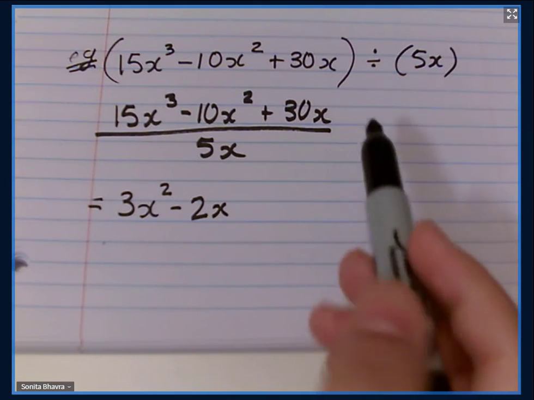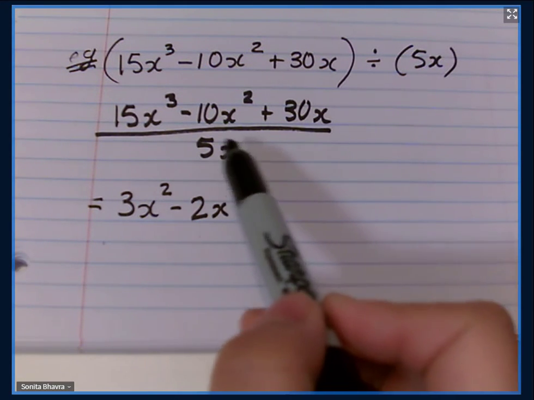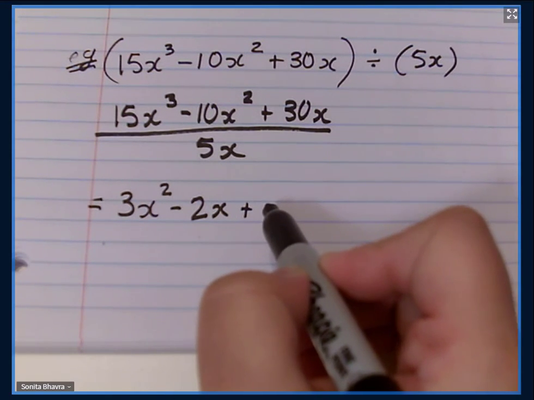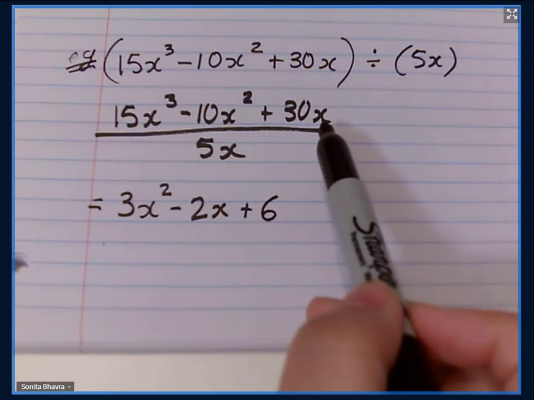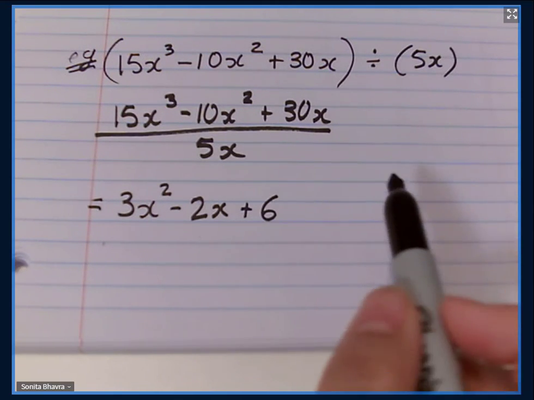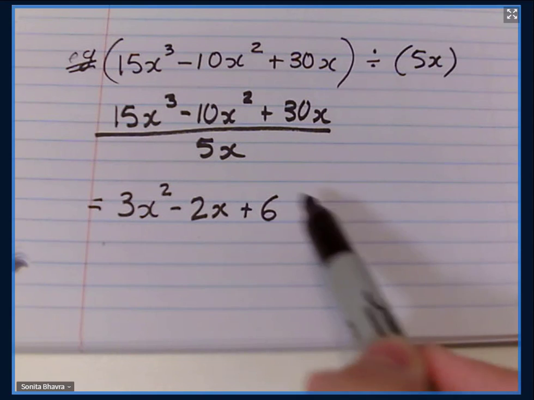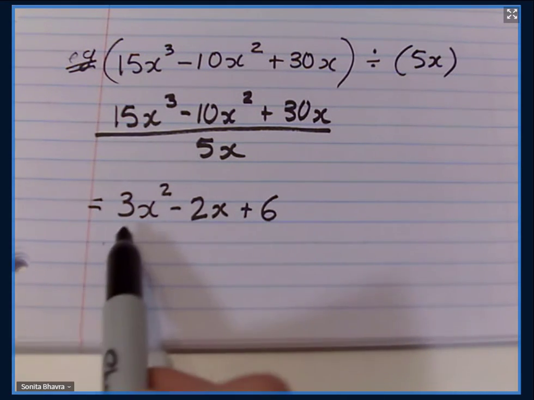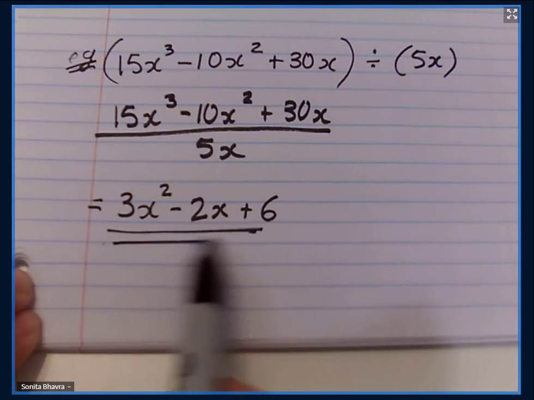And lastly, we have 30x divided by 5x. So that's going to be plus 6. And our exponents here are 1 and 1, so 1 minus 1 is 0. So we don't have a variable here. So 3x squared minus 2x plus 6 is the answer.